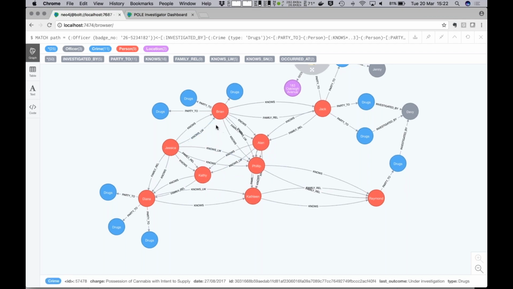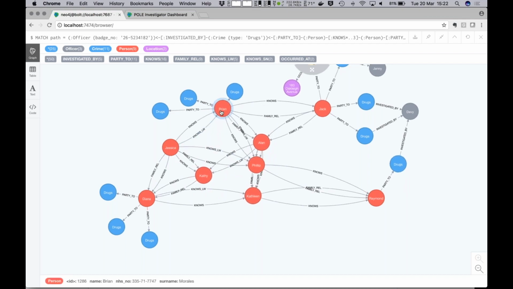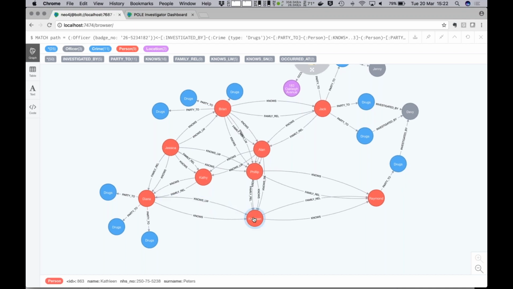So it's pretty easy to then start building a case that says Diana knows Jack. Diana lives with Raymond's sister, Kathleen. So you can start to build a map of people that you would want to question, people that you might want to watch, and start to build a case around how these individuals might be associated together as part of a drugs network.